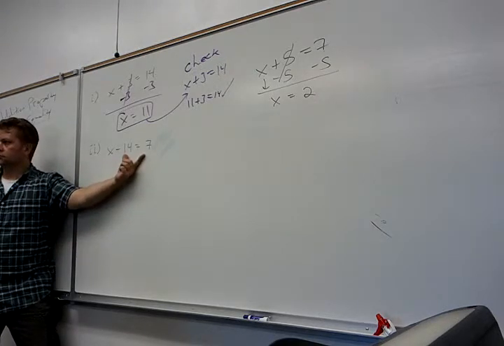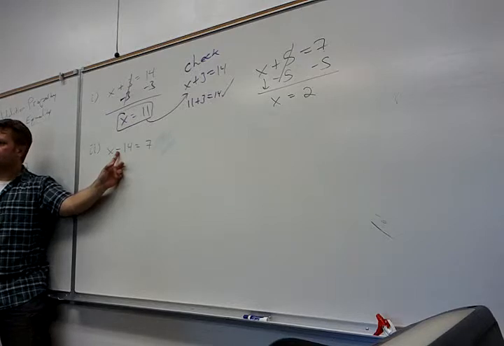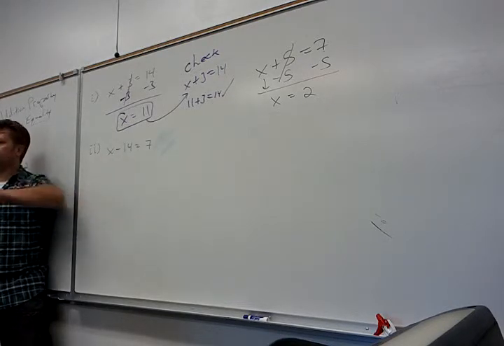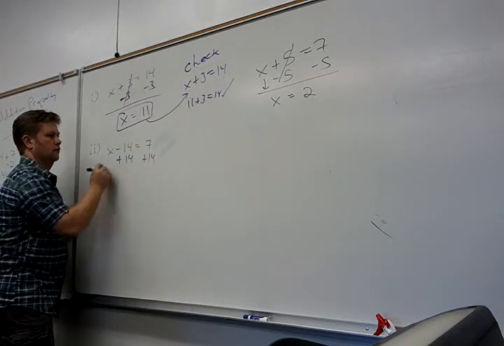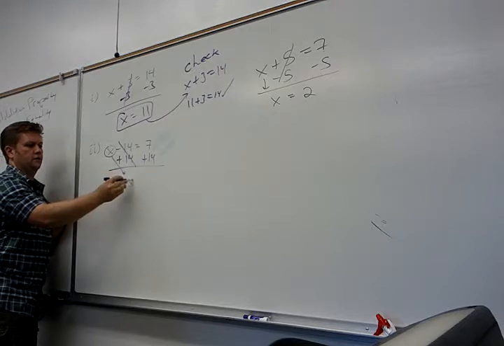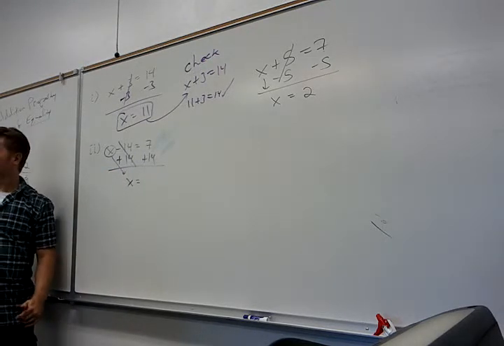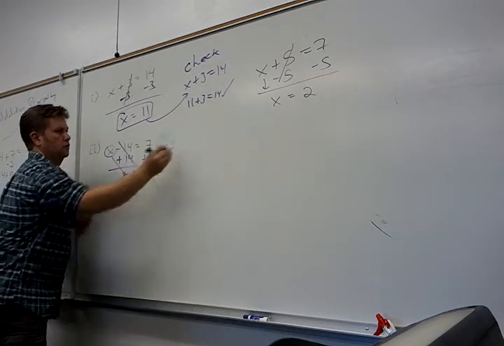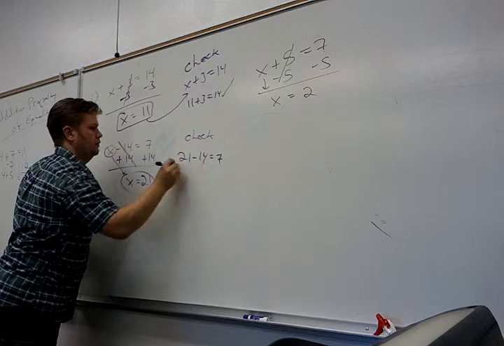What do I do here? You add. Exactly. The operation right now is subtraction. I want to kill that, so I have the x by itself. So I add 14. So that cancels. I get the x by itself like I want. 7 plus 14, 21. To check, 21 minus 14 is 7.